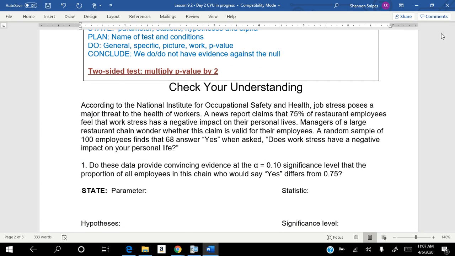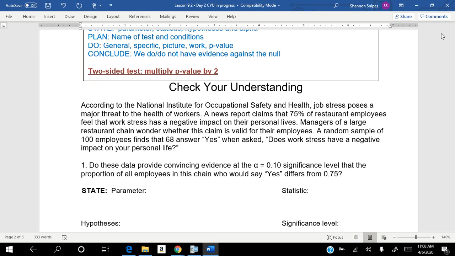According to the National Institute for Occupational Safety and Health, job stress poses a major threat to the health of workers. A news report claims that 75% of restaurant employees feel that work stress has a negative impact on their personal lives. Managers of a large restaurant chain wonder whether this claim is valid for their employees. A random sample of 100 employees find that 68 answer yes when asked, does work stress have a negative impact on your personal life? Do these data provide convincing evidence at the alpha equals 0.10 significance level that the proportion of all employees in this chain who would say yes differs from 0.75 from the news report?